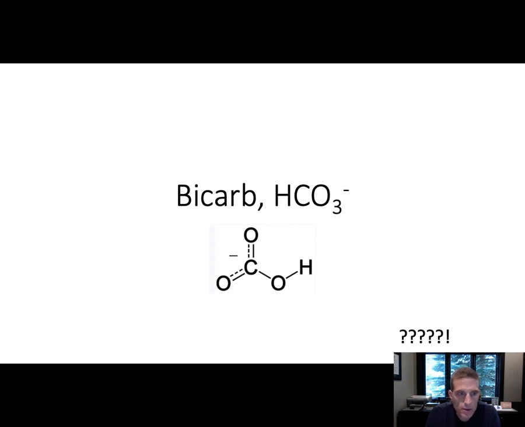We're going to talk about bicarb. What are we doing with bicarb as a therapeutic agent? We're going to talk about bicarb in the context of a metabolic acidosis in the absence of a specific indication. So we do have specific indications for bicarb. Hyperkalemia, for example.